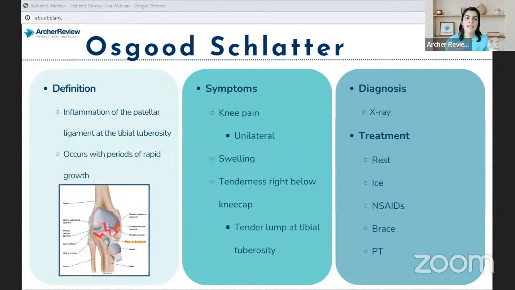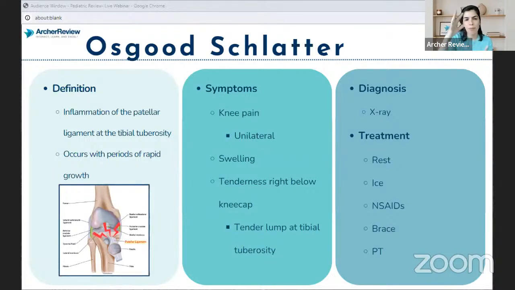So by definition, this is the inflammation of the patellar ligament at the tibial tuberosity. This can occur during periods of rapid growth. So the classic hallmark sign, you're going to have some tenderness below the kneecap right over the tibial tuberosity. You might have a lump there as well, and it's going to be unilateral knee pain. You can diagnose it on x-ray, and then the treatment is rest.